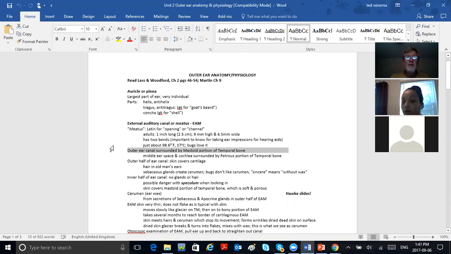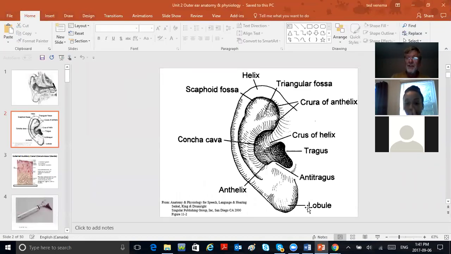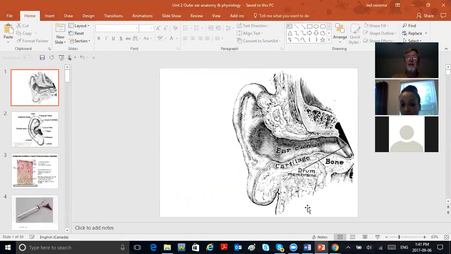The outer ear canal is about 98.6 degrees. That's blood temperature. Bugs would love it, okay? One of the reasons you have earwax is because bugs don't like earwax. They hate it. The outer ear canal is surrounded by the mastoid portion of the temporal bone. How do we say that in English? If you put your finger behind your ear, that's the mastoid bone, that bone that sits right behind the ear.